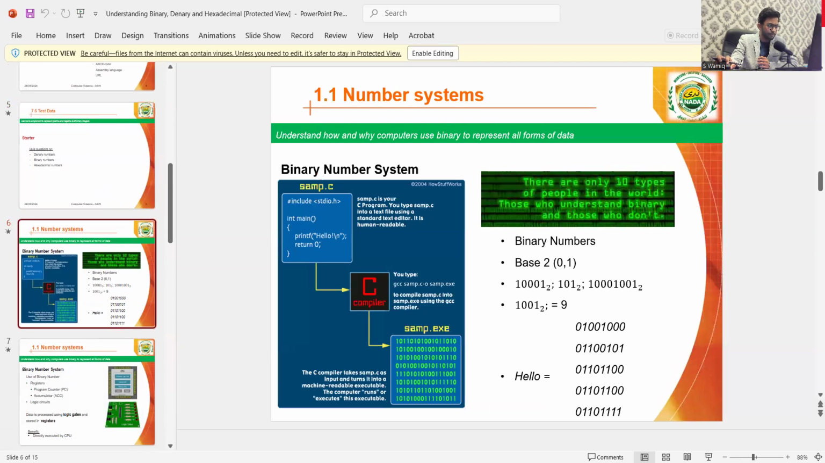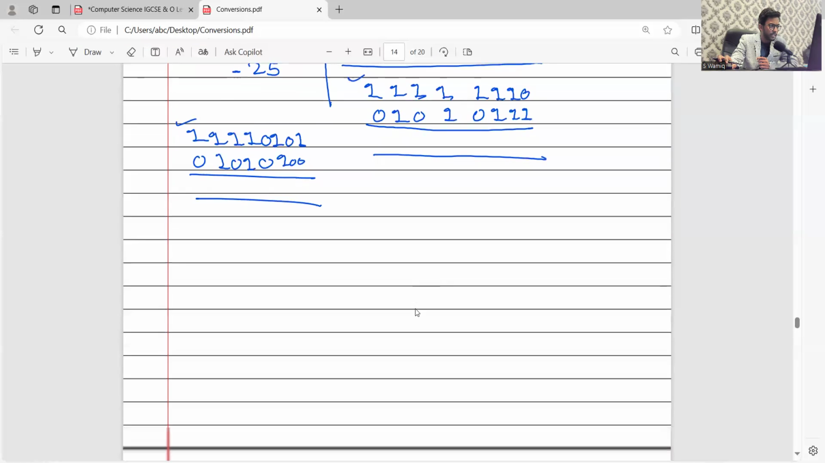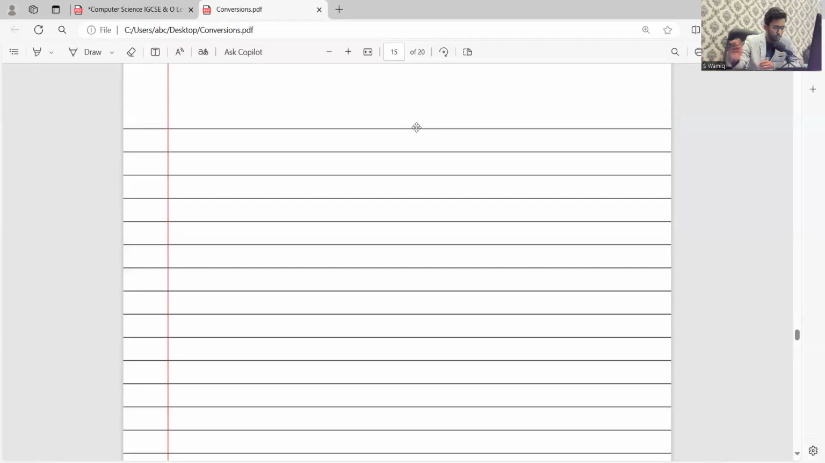So, what I mean to say is, let's take it one step beyond. The chapter that we are discussing in today's class is known as data representation.